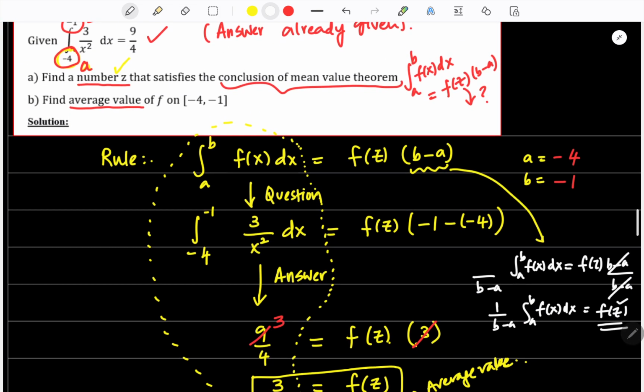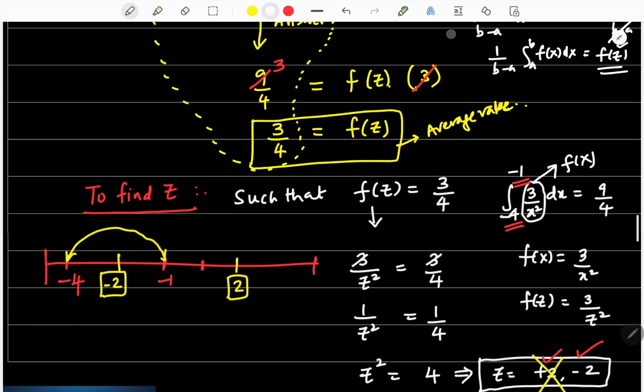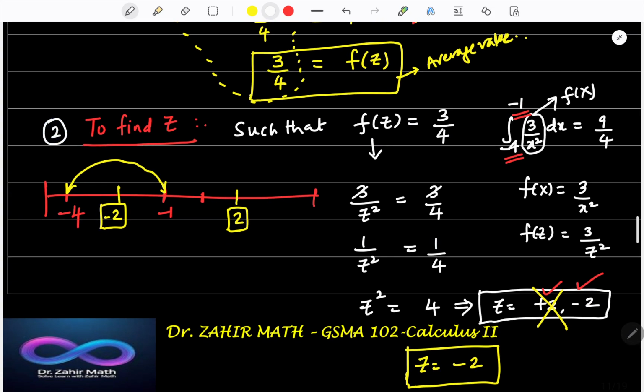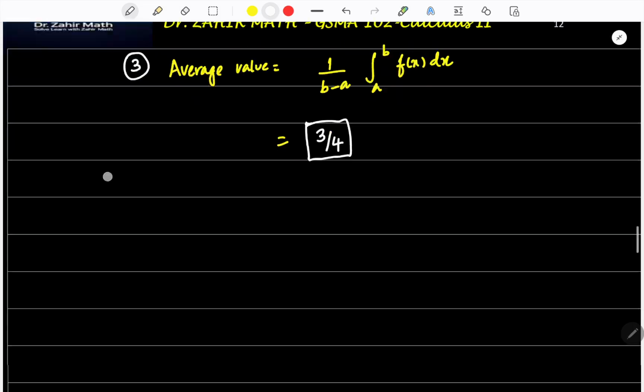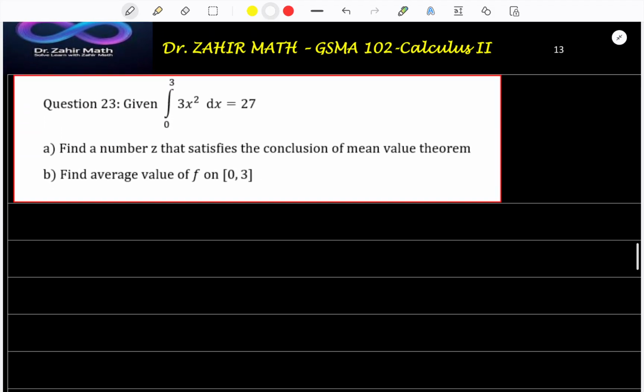Whatever you are getting, this is step number 1, this is step number 2 and this is step number 3. Super question, nice question and easy to get the marks. Let me do one more question because I said it's an important question. So I'm going to do at least 2 or 3 questions from this exercise.